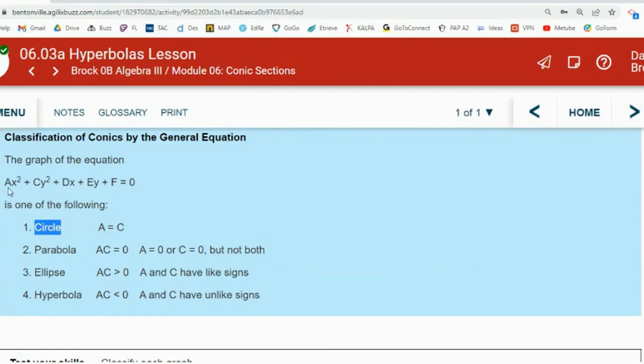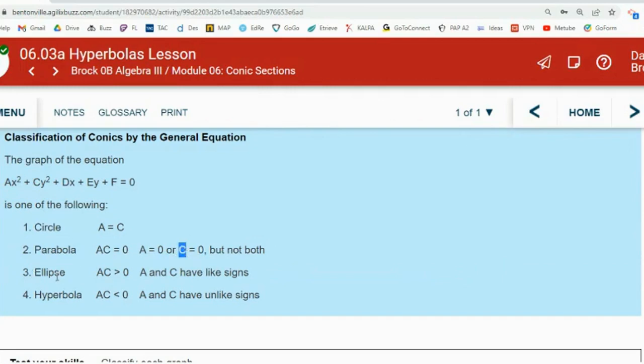If a times c, if you multiply those coefficients together, it equals 0, which means either a is 0 or c is 0. One of those doesn't exist. You may just have an x squared or just a y squared because the other one has a coefficient of 0. Then it's a parabola, right? It's either an up or down parabola or a left or right parabola, if a or c is missing, if one of those is 0.